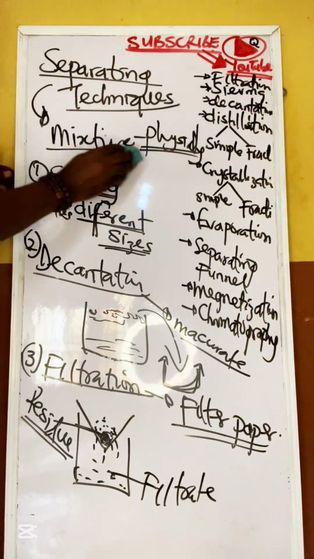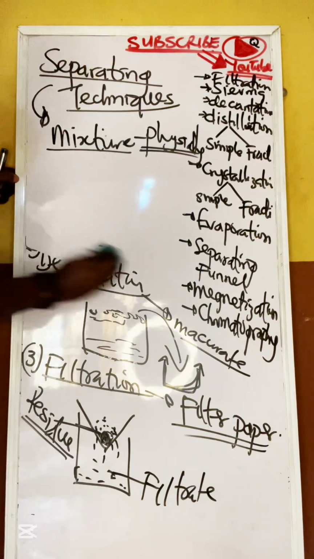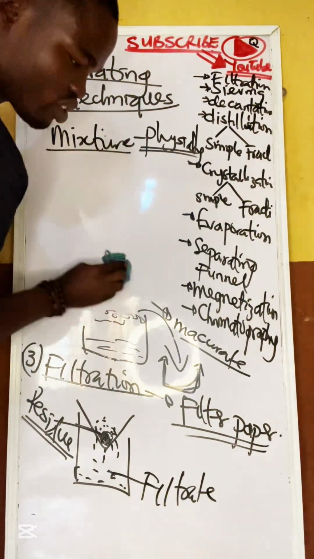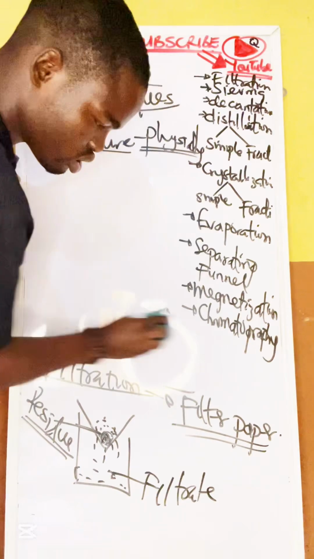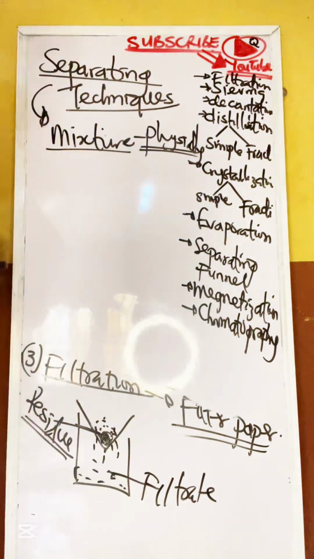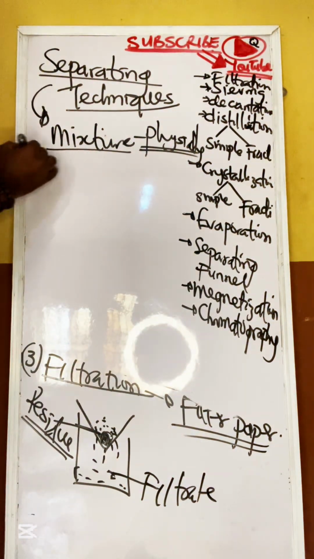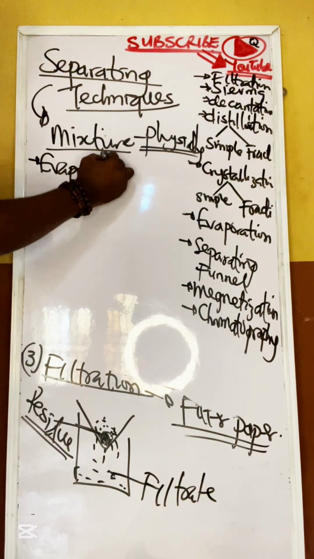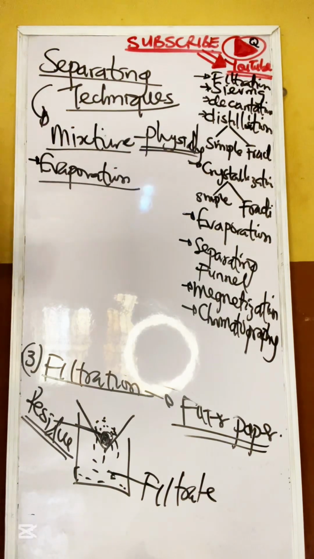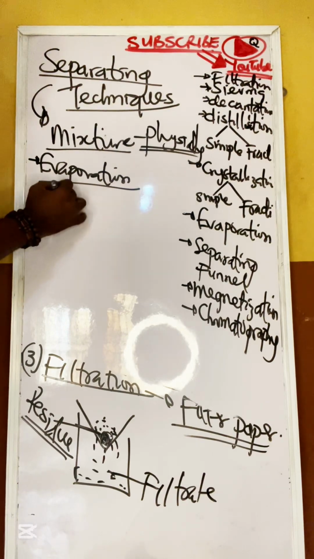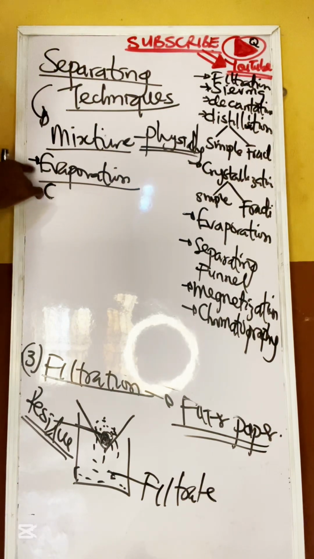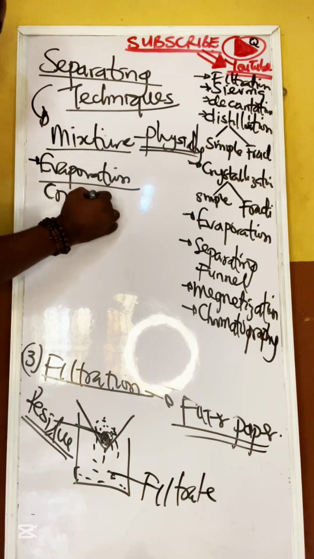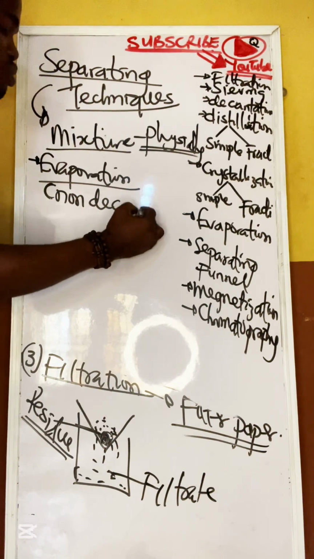Very, very important. Now, the fourth one is what we call evaporation. Now, if you want to use evaporation, it must be a non-decomposable salt.